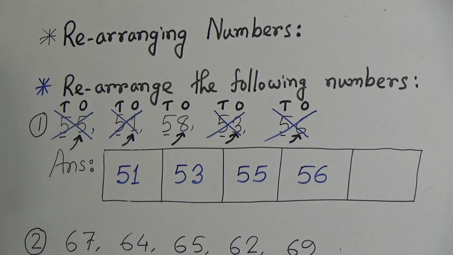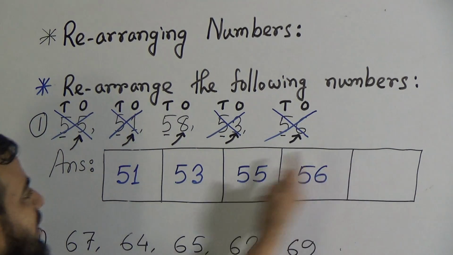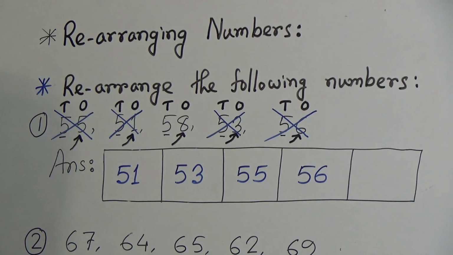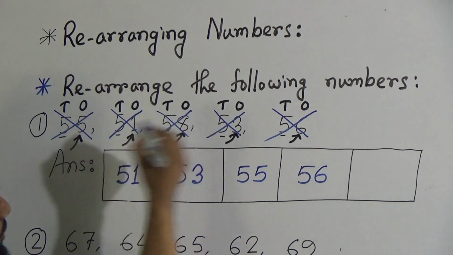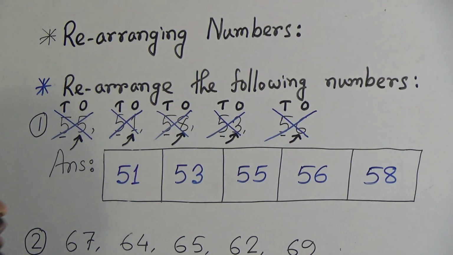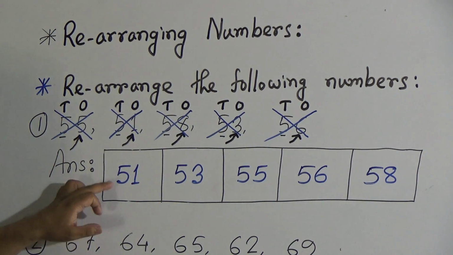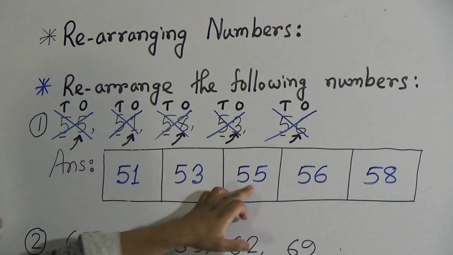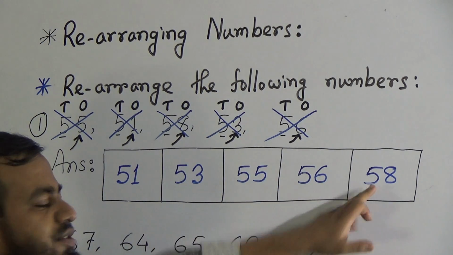Okay, now dear students, only one blank is remaining here and only one number is here. So we should cut out this number and we write down 58 in the last blank. That means our rearranged numbers are 51, 53, 55, 56 and then 58.